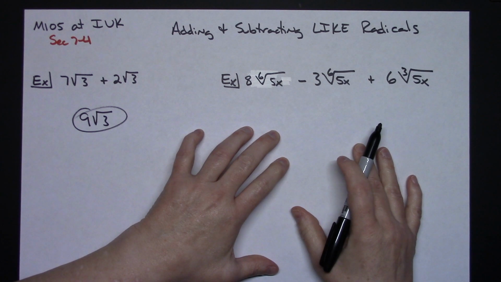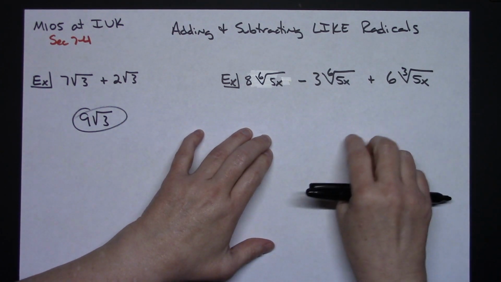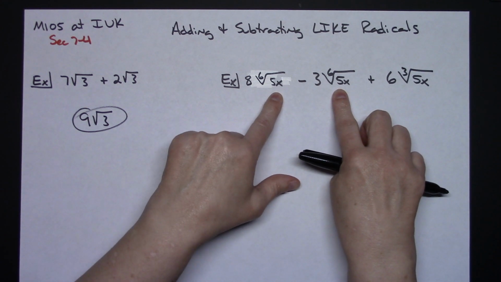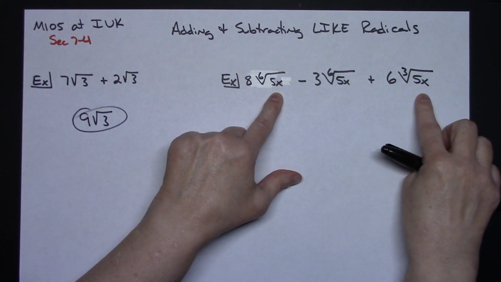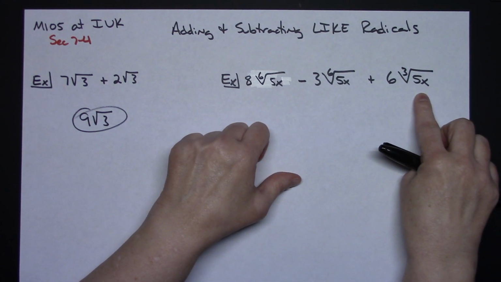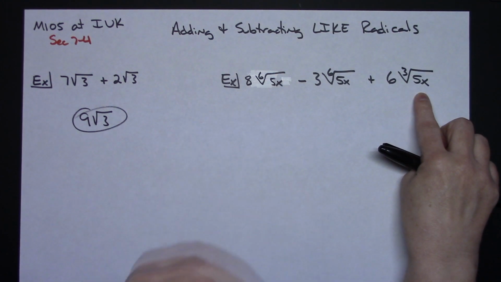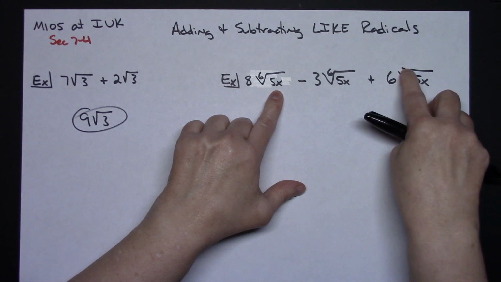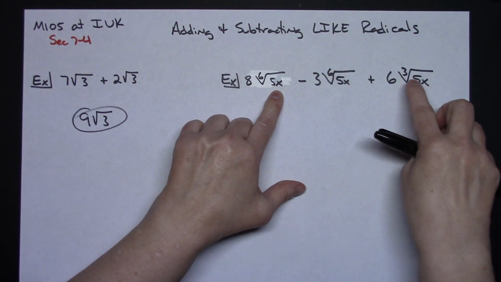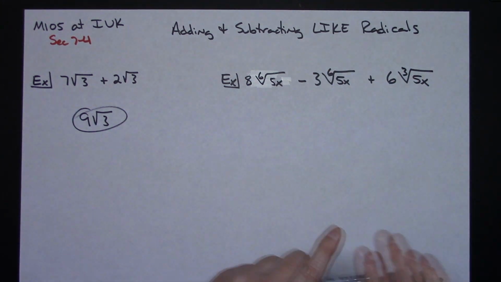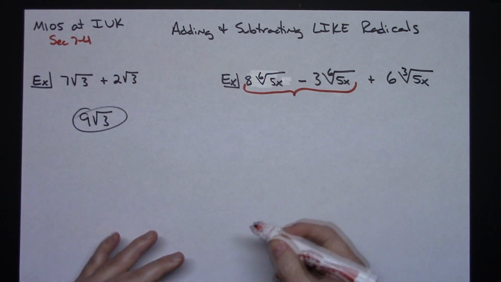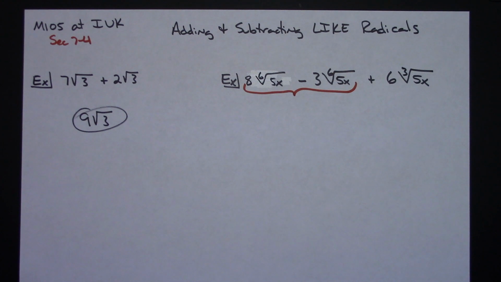Alright, now over here in this example, I've got 3 different terms that I'm adding. Alright, I'm going to go through and look. These are the 6th root of a 5x. Alright, but this one is the 3rd root of a 5x. Okay, so that means these two are like radicals. This is not, because the root is different. This is a 3rd root, this is a 6th root. So on this one, I can only put together those two because those are my like radicals.